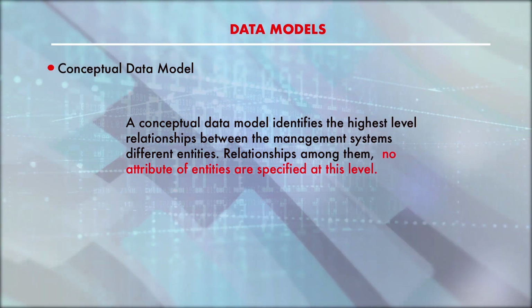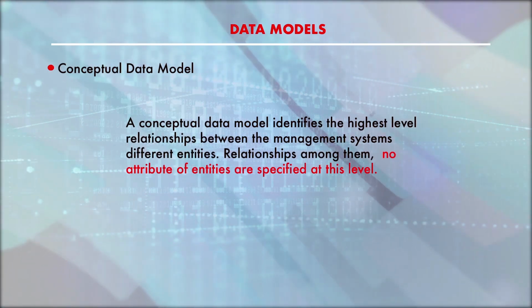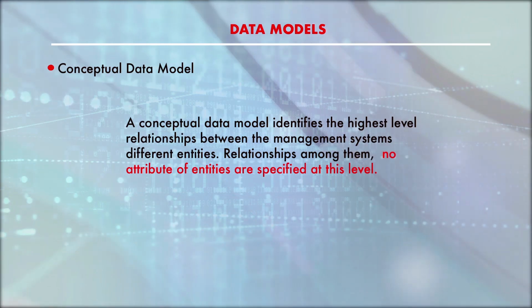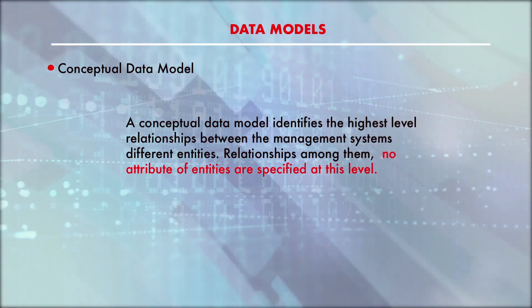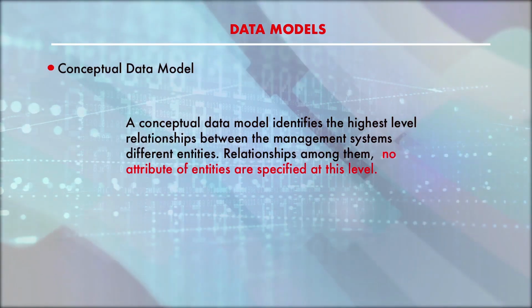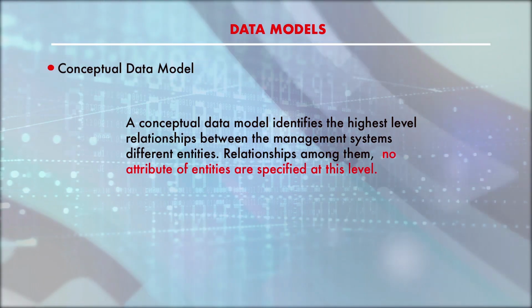Relationship among those entities, but at this particular moment, or at the conceptual level, attributes of the entities are not considered. Obviously, if attributes are not considered, there is no scope of considering the primary key or the key constraints at this level. Only the entities and how those entities are related to each other is considered at the time of conceptual level modeling of the system.